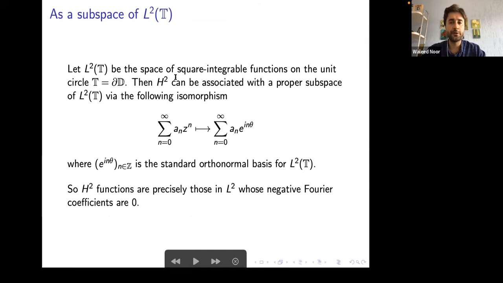Another property of the Hardy space is that it is a natural subspace of L2 on the unit circle. T represents the unit circle, the boundary of the unit disk. Because functions of the Hardy space are holomorphic in the unit disk, via this natural association of power series with Fourier series, we get a natural isometric embedding of the Hardy space into the L2 space of the unit circle.